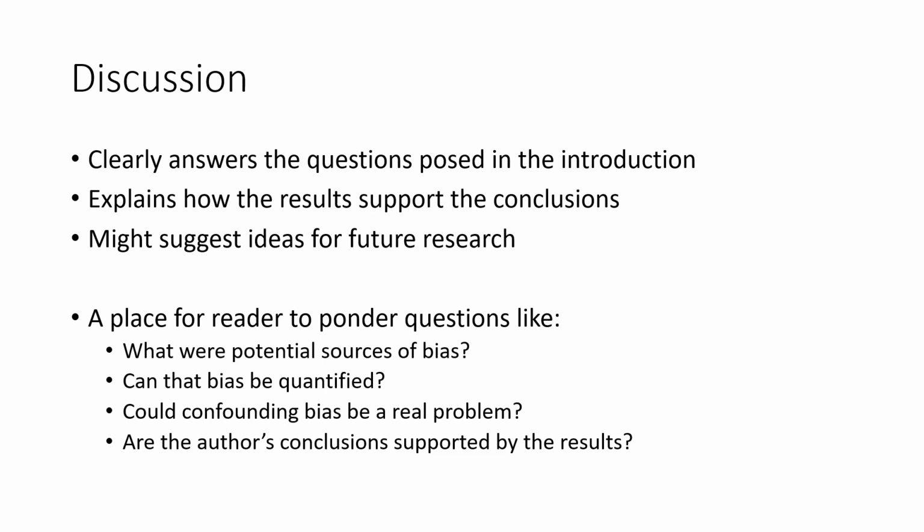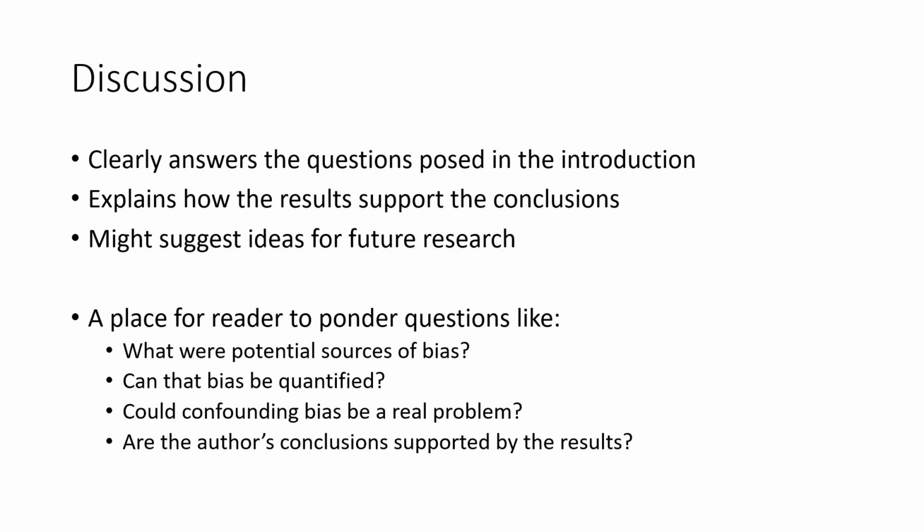And it's a place for the reader to ponder questions like, what were the potential sources of bias? Were these covered by the author in the discussion? A good author should cover those. Can that bias be quantified? Could confounding bias be a problem? And most importantly, are the authors' conclusions supported by the results? This is why you want to look at the results and make your own conclusions, to make sure that your conclusions and the authors' conclusions are matching, because sometimes authors will try to overreach in their conclusions based on their results, because everyone likes to think that their research study is awesome and that it's the best thing ever.